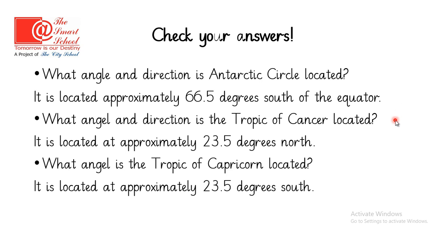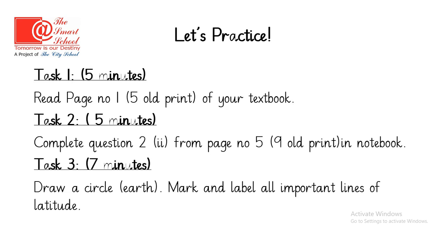What angle and direction is the Tropic of Cancer located? It is located at approximately 23.5 degrees north. What angle is the Tropic of Capricorn located? It's located at approximately 23.5 degrees south. I hope you have given correct answers to all these questions.